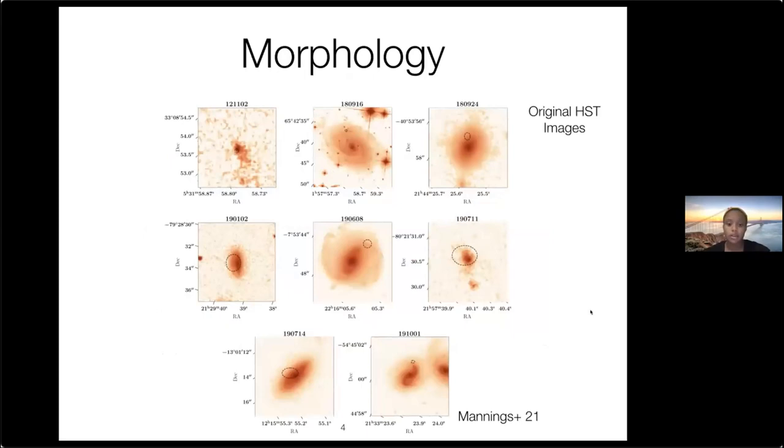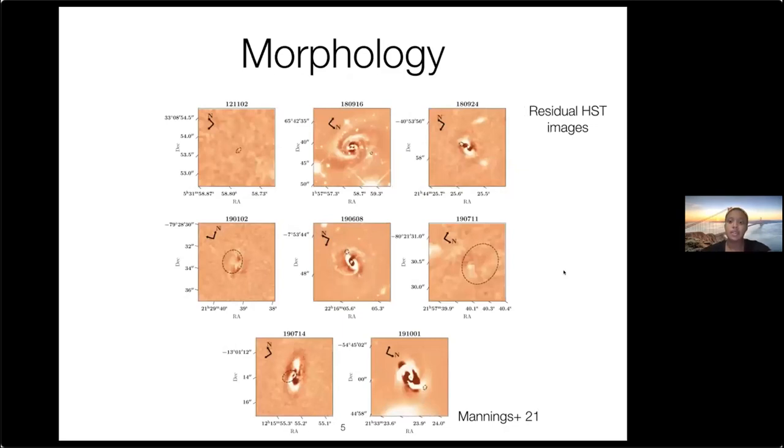We use GALFIT to fit 2 Sérsic models to the host light, and then we subtract those models off and we get residual images. So here I'm showing the original images, and then here are the residuals. This allows us to get a better look at the low surface brightness features, at the morphology of the hosts. And in this, we're able to see that 5 of the 8 hosts in this sample show a spiral structure. And not only that, but the FRBs appear on or very near to the spiral arms. This was a very exciting result for us to come upon.